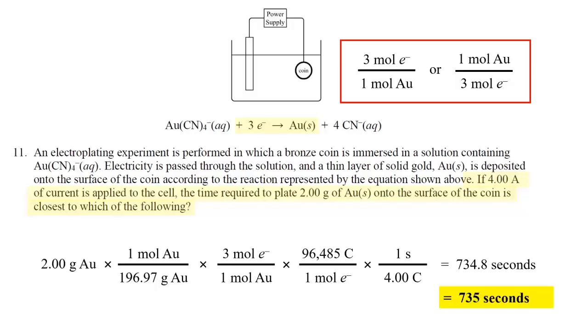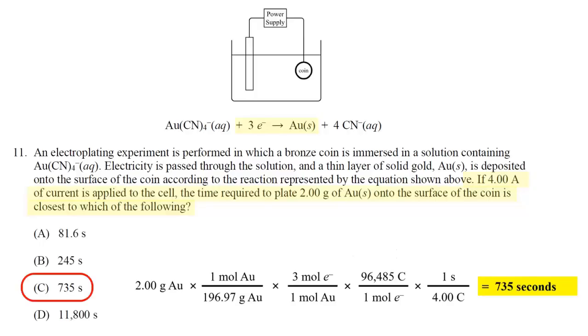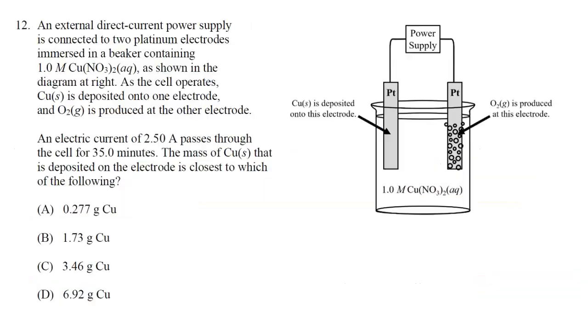Now let's look at the 4 choices for question 11. 735 seconds. That means that the correct answer to question 11 is choice C. We went from grams of gold to moles of gold, then from moles of gold to moles of electrons, then from moles of electrons to coulombs, and then finally from coulombs to seconds. So 735 seconds, correct answer to question 11 is choice C. Now let's take a look at question 12.